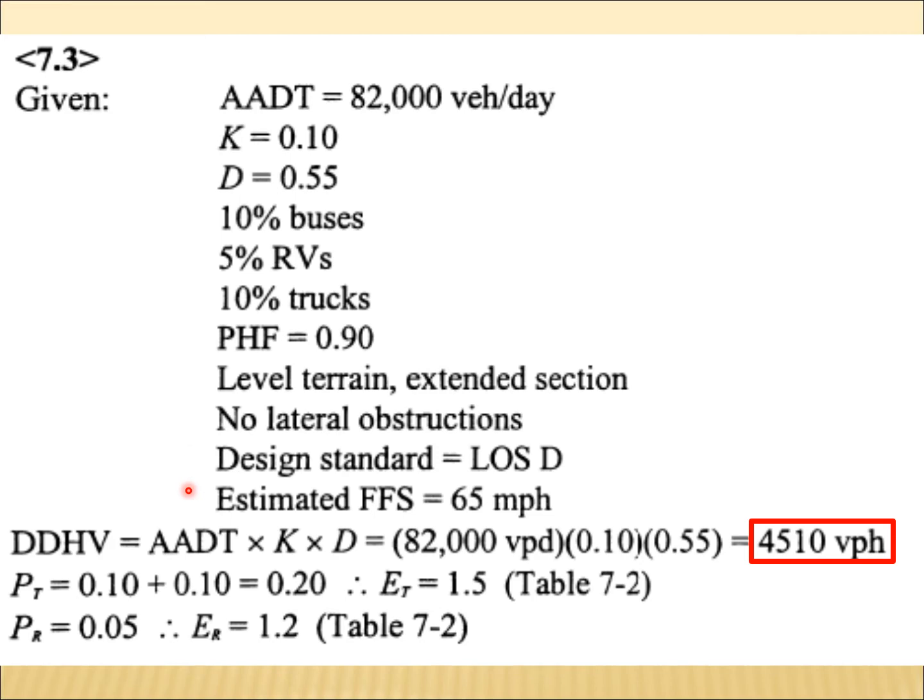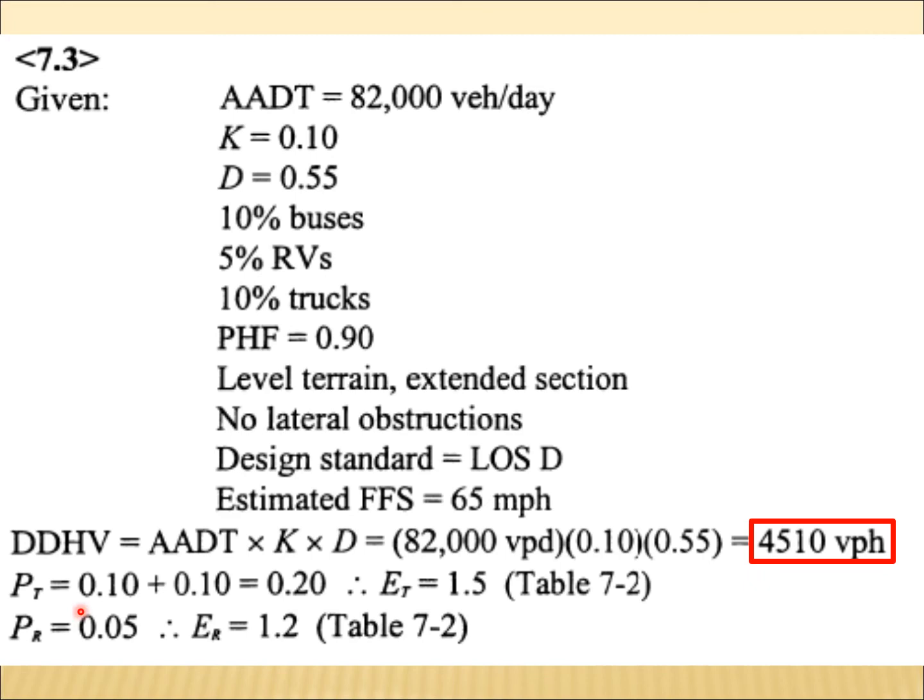estimated free flow speed, that is 65 miles per hour. So obviously we will have to use this formula, and if you just recall this DDHV, this is directional design hour volume. AADT, that is average annual daily traffic, and this K is the factor, and D is the directional factor. So just plug in the values, you are getting the answer DDHV equal to 4510 vehicles per hour.